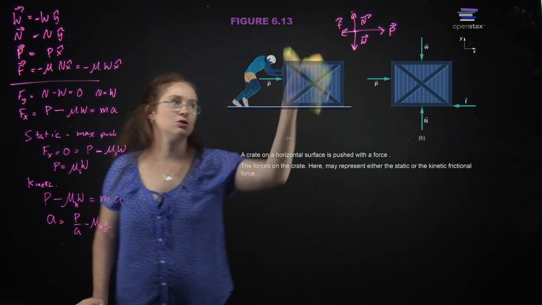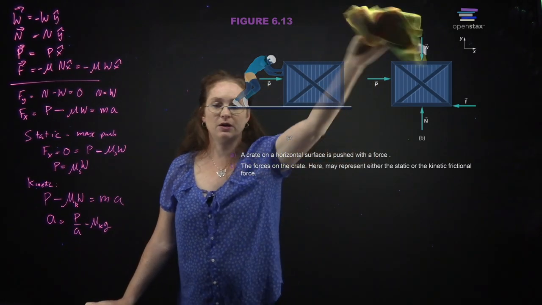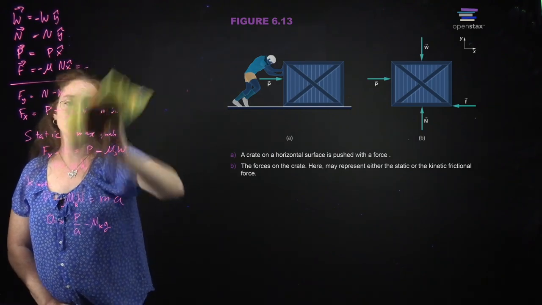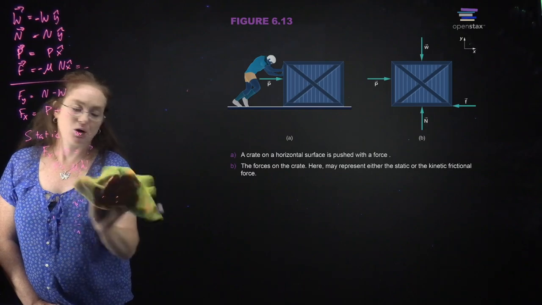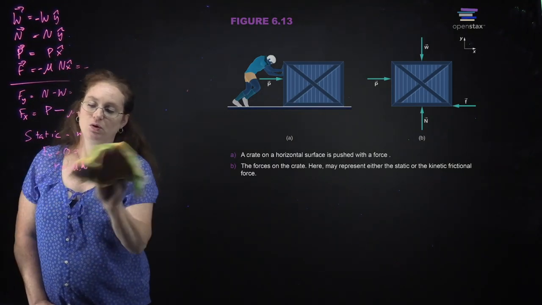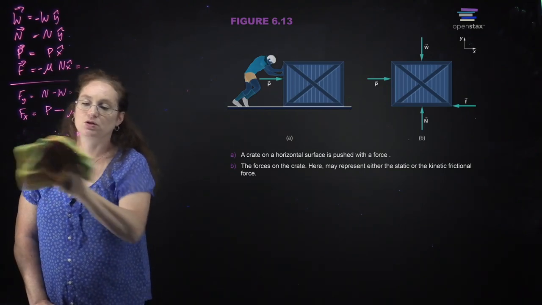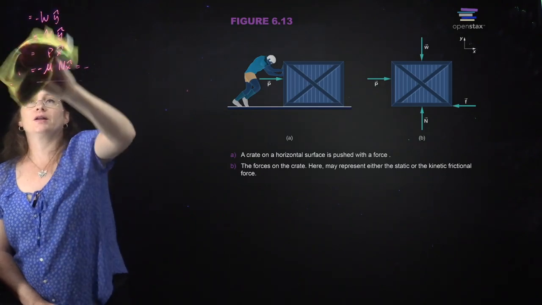You have to carefully analyze the diagram and make sure you get the direction of friction correct. And then your problem-solving strategy is the same as what you've done for all of the other problems: you just start writing down your equations, break everything into components, and add it all up.